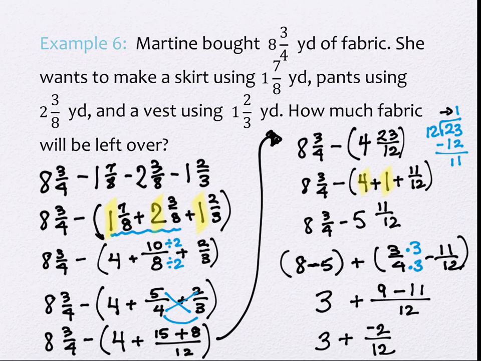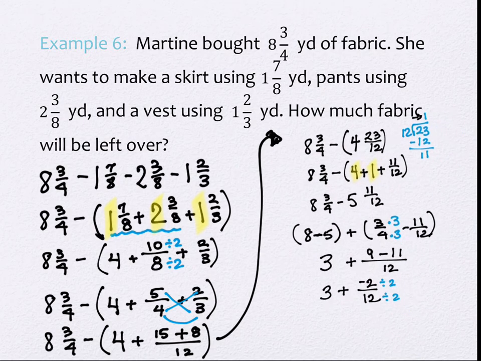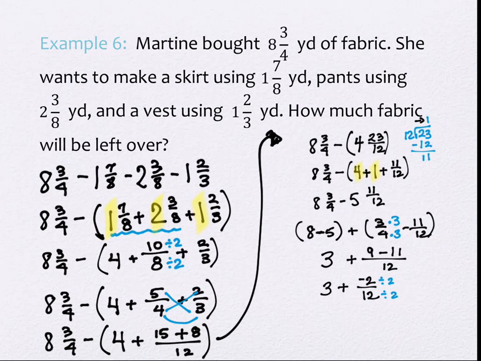Now, before I do that, would you like to reduce the 2 and the 12? Okay, let's do that. What will 2 and 12 both divide by? 2. Let me make this a little bit smaller so we've got some more space to work. So we now have 3 minus 1/6. Is that okay? Okay, so here's what we do.